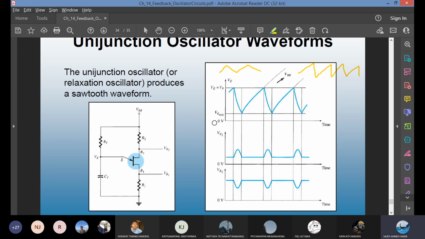What are some of the applications? If you take the voltage at VB1 and VB2, there are 2 points, they appear as mirror images. It looks like a pulse, almost like a digital pulse. So if you have a need for a pulse input, either a positive pulse or a negative pulse for a digital circuit application, you can use the unijunction or relaxation oscillator.